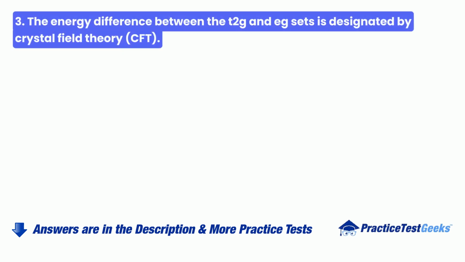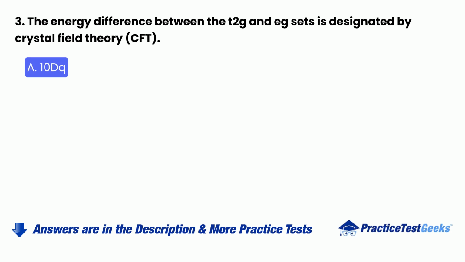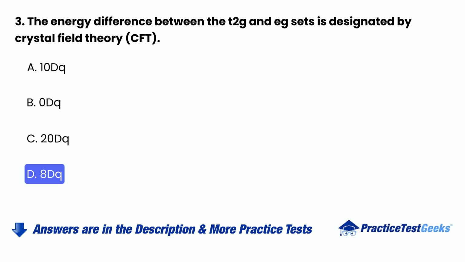3. The energy difference between the t2g and eg sets is designated by crystal field theory or CFT. A. 10 Dq. B. 0 Dq. C. 20 Dq. D. 8 Dq.